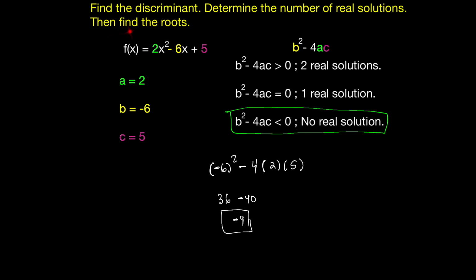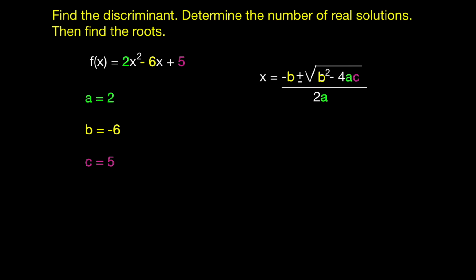Now that I found the discriminant, I've got to find the roots. And to find the roots, I basically have to solve for the x-intercepts. So I'm going to use the quadratic formula to solve for x. Now, I want to highlight the importance of the discriminant, because the discriminant is exactly the quantity underneath the square root. So we can rewrite this formula as -b plus or minus the square root of the discriminant all over 2a. So let's go ahead and substitute the values.